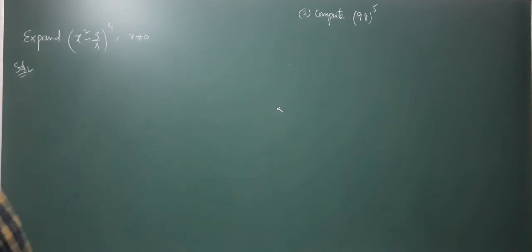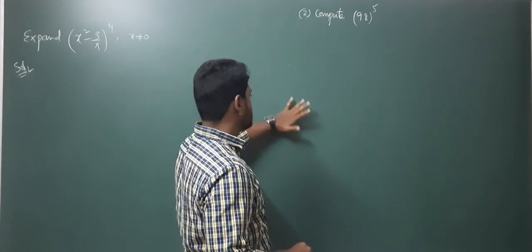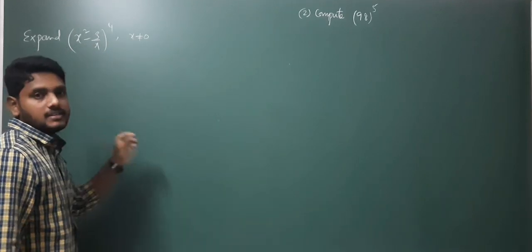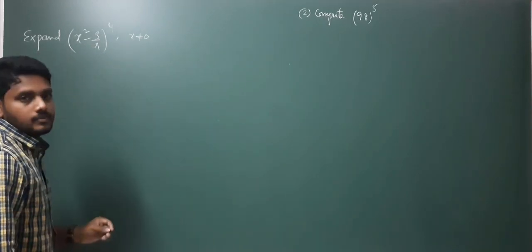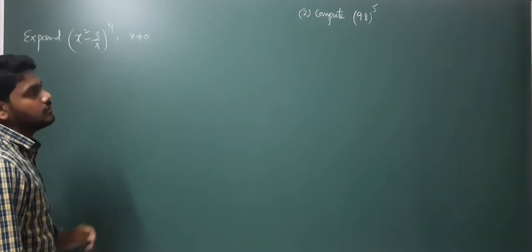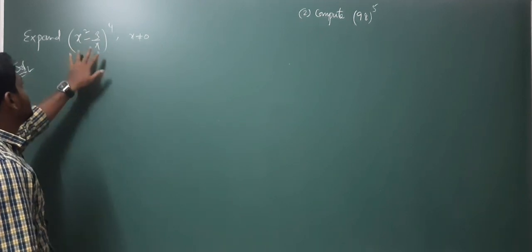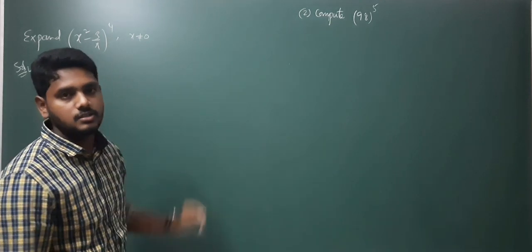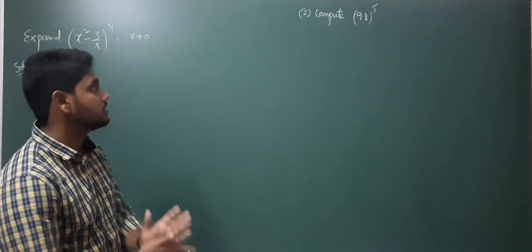Now we will solve some problems based on this binomial expansion. In that, the first one is: expand (x square minus 3 by x) whole power 4, where x is not equal to 0. Here there is no need to apply the direct formula, but by using binomial expansion we need to simplify. Why? Because this question is based on that.